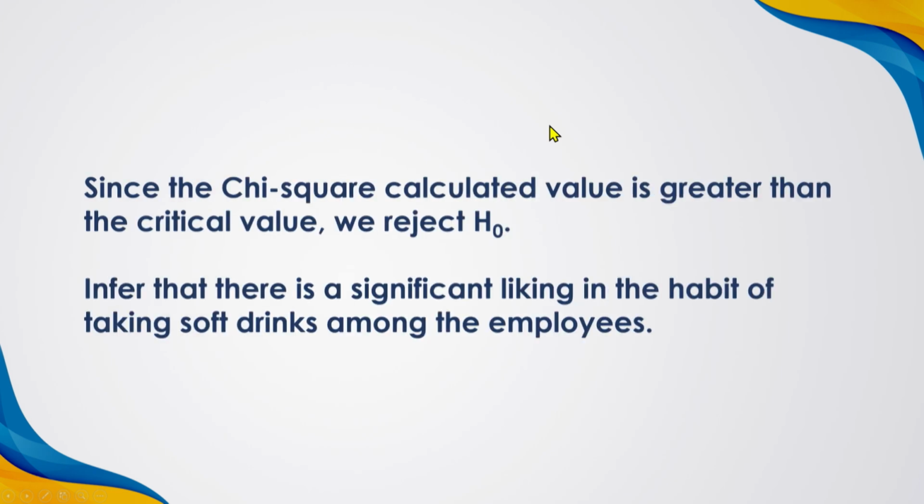Now we can compare this chi-square calculated value and the critical value. Here you can see that your chi-square calculated value is greater than the critical value, so we will reject our null hypothesis H0, and we can conclude that there is a significant liking in the habit of taking soft drinks among the employees. So in the calculation part, while concluding, you have to be clear about whether you are giving significance or non-significance. While making the calculations, be reminded about the five steps you have been performing.